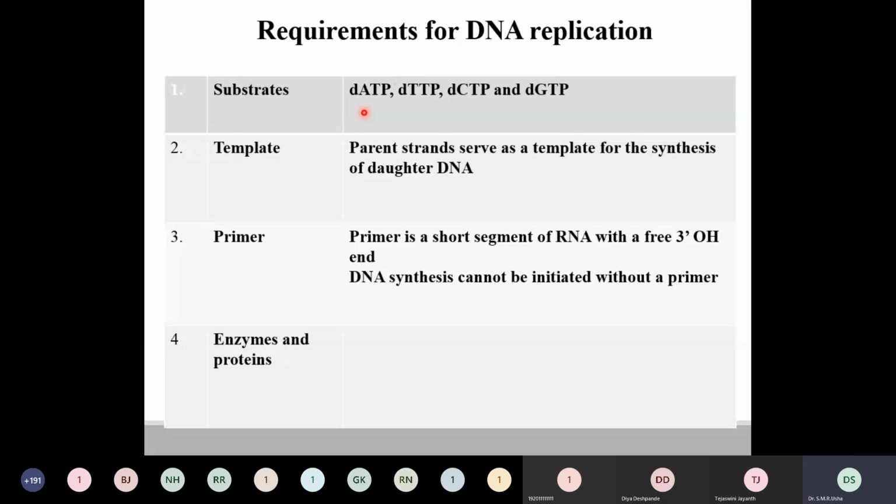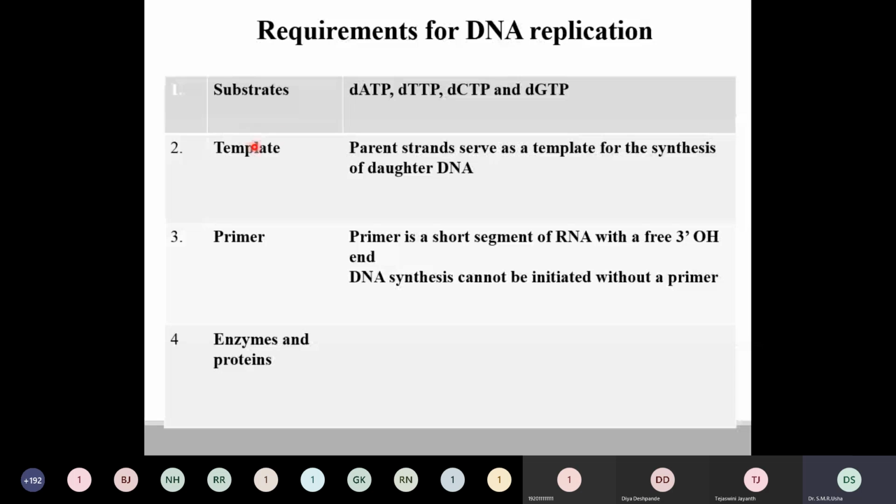Substrates, you need deoxyribonucleoside triphosphates. Make a note of this. In the DNA, you have only monophosphates, but the substrates that are required are triphosphates. Triphosphate means they have 3 phosphates, whereas the DNA is a polymer of deoxyribonucleoside monophosphates. So the substrates are dNTPs, deoxyribonucleoside triphosphates: adenine, thymine, cytosine, guanine.